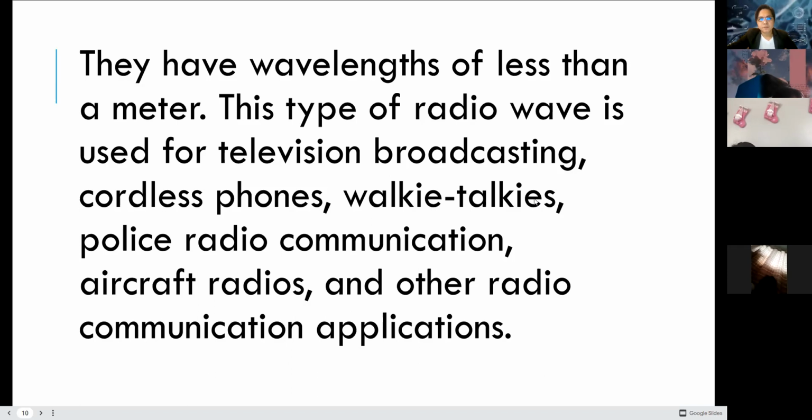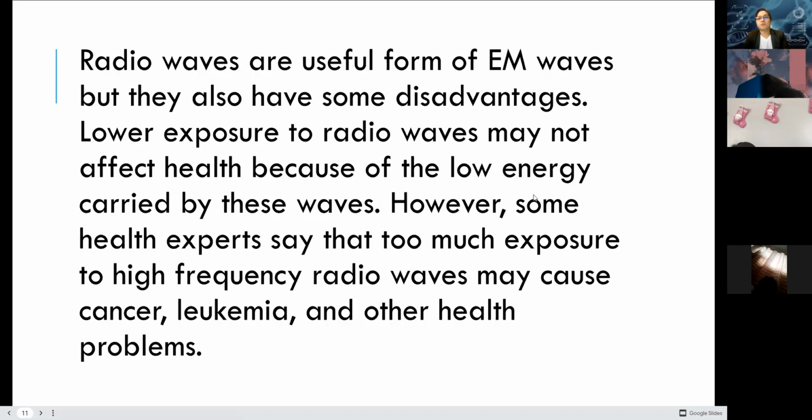Radio waves are a useful form of EM waves, but they also have some disadvantages. Lower exposure to radio waves may not affect health because of the low energy carried by these waves. However, some health experts say that too much exposure to high frequency radio waves may cause cancer, leukemia, and other problems because these waves can activate the oncogenes. Remember that we all have oncogenes in us. These oncogenes are inactivated cancer cells.